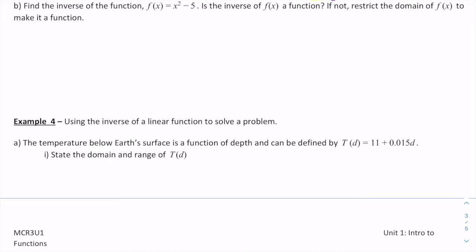Let's try our second example. It's a little bit trickier. For this example, we're going to first find the inverse of the function f at x equals x squared minus 5. So let's start by, instead of writing f at x, we're going to write a y. And then I'm just going to swap my x and y. So if x equals y squared minus 5, I need to get that y squared all by itself. So I'm going to start by moving this 5 over.